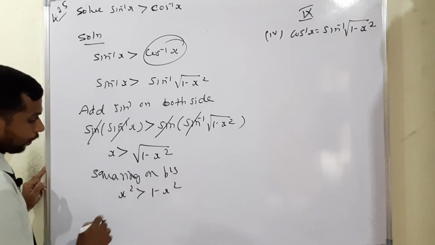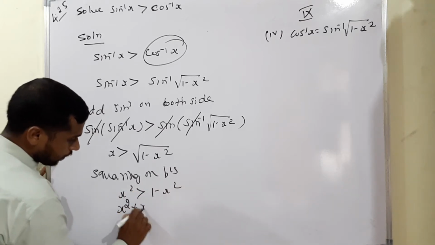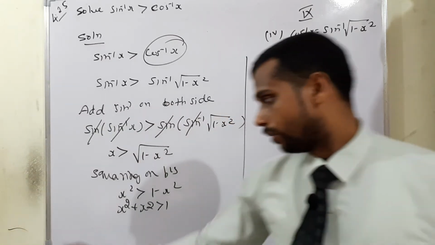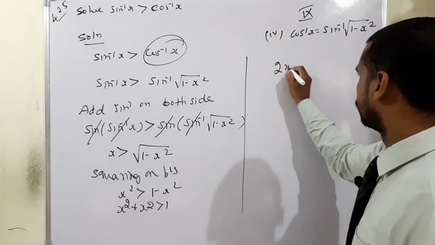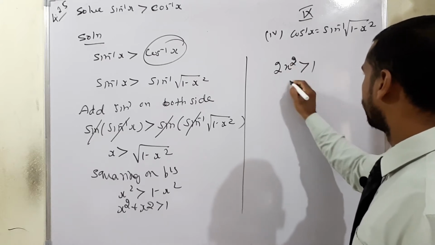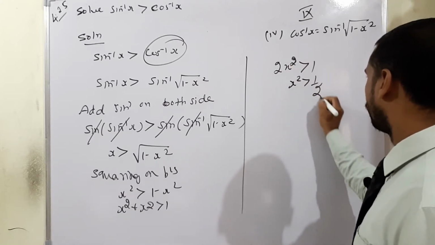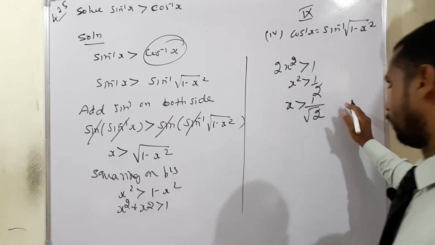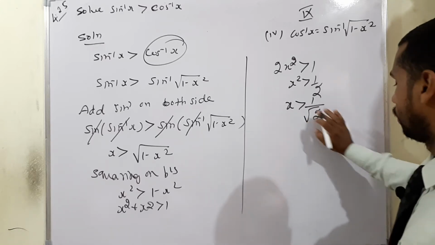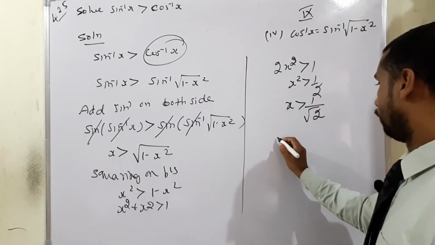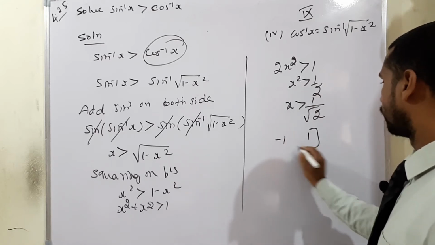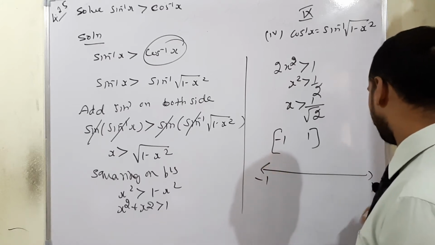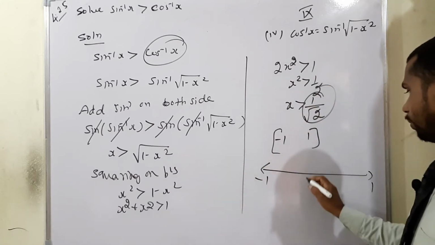Bringing minus x square to the opposite side, x square plus x square is greater than 1. Therefore 2 x square is greater than 1. So x square is greater than 1 by 2, which means x is greater than 1 by root 2. Plus or minus is also possible, so just draw a number line, because we know the domain is minus 1 to positive 1. We have the result positive.